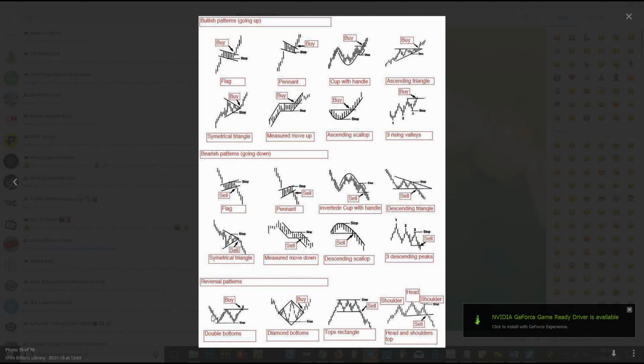Then this is the double bottom. The way it does that, it forms a double bottom. Then you enter normally on this. You wait for that breakout to occur, then you enter on this candle. But your stop loss is massive, depending on the length of that W. So this is where your stop loss would be.